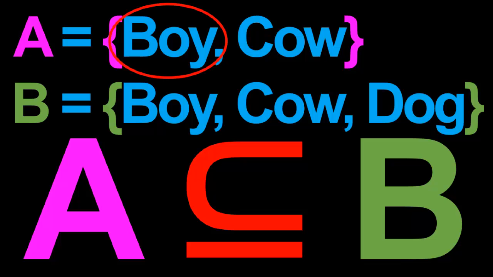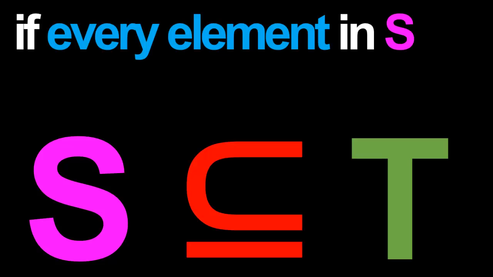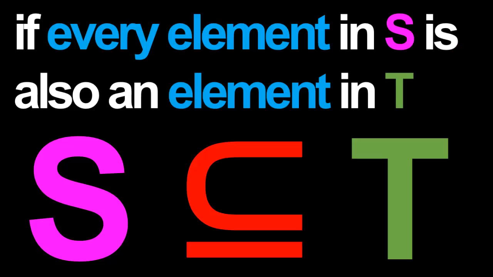So boy is in B and also cow is in B. Hence, the set A is indeed a subset of the set B. So again, given any two sets S and T, we say that the set S is a subset of the set T if every element in S is also an element in T.